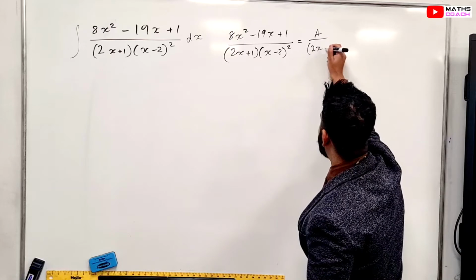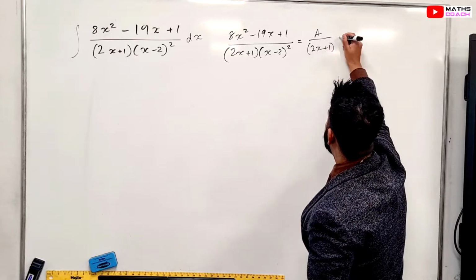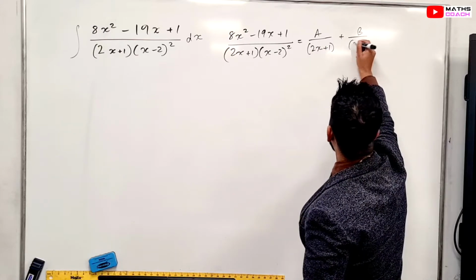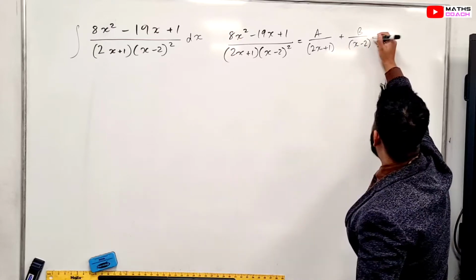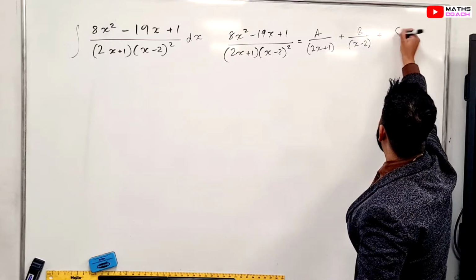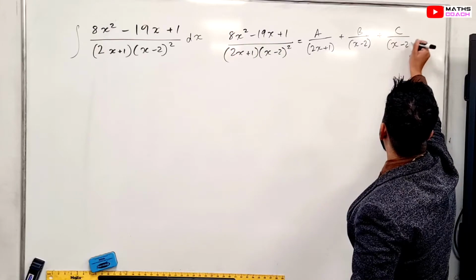So you have 2x plus 1 on the first one. You have x minus 2. And you've got another x minus 2. And you're going to put that with the c. But you're going to square it.